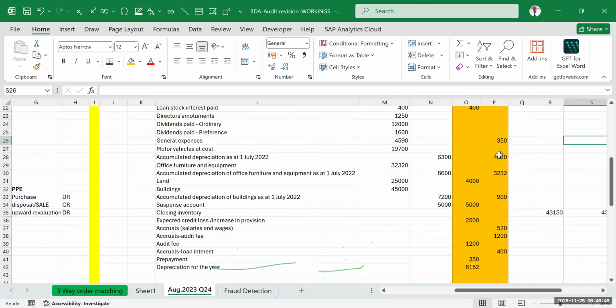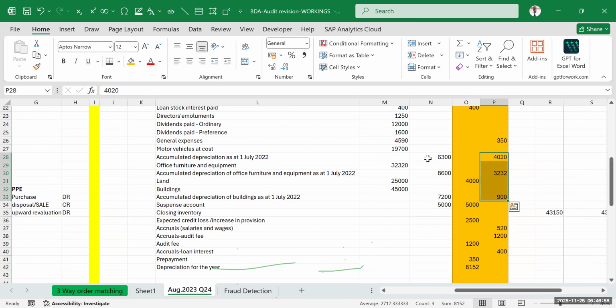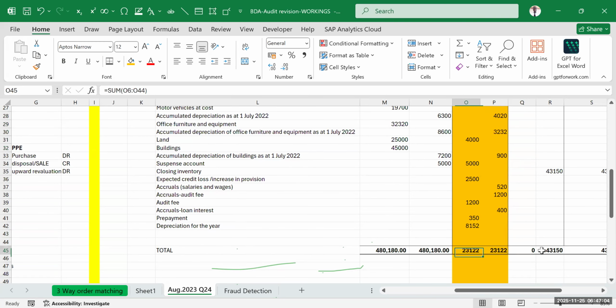So in essence, you see we have credited the total of 8152. We debited it here under depreciation for the year, but now we are crediting the other total, each on the accumulated depreciation side. And we are having the total net effect to be the same. That's why our account also will balance after the adjustment.